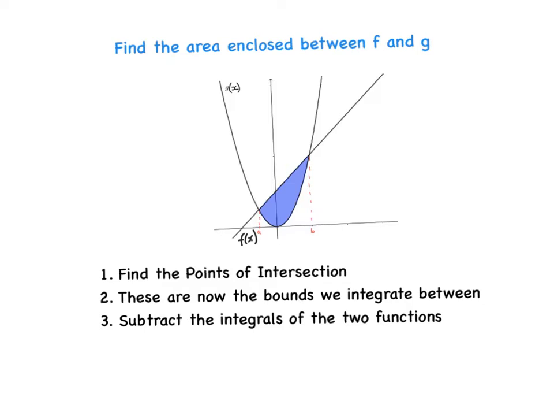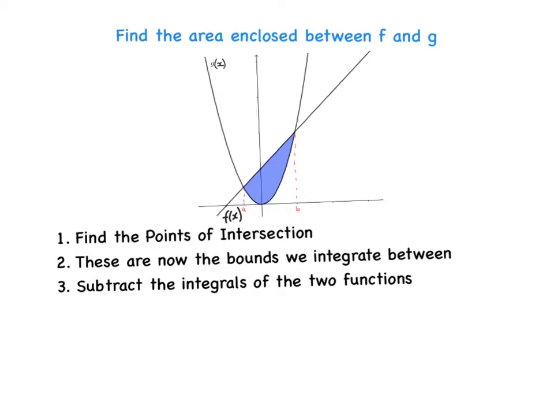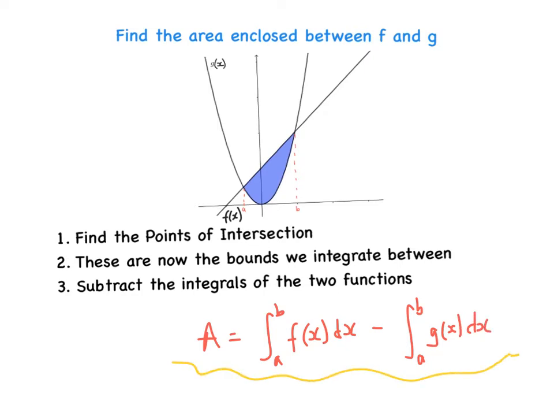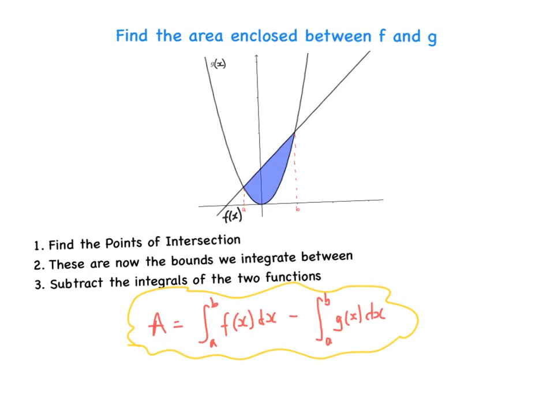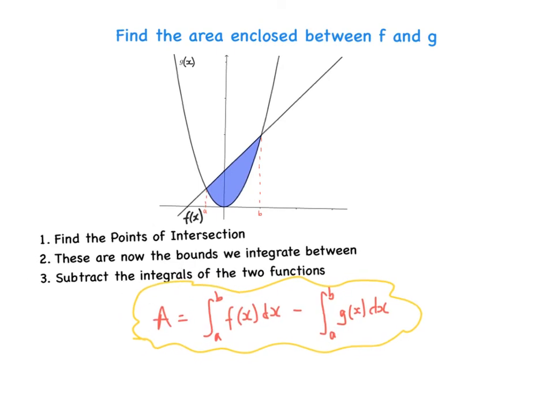So these are now the bounds that we are going to integrate between, and so we subtract the integrals of the functions. So A is going to be equal to the integral from a to b of f of x with respect to x, minus the integral from a to b of g of x, also with respect to x. That's our formula for finding the area enclosed between two functions.